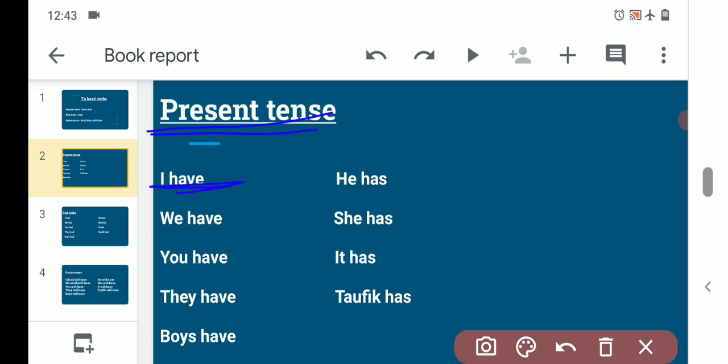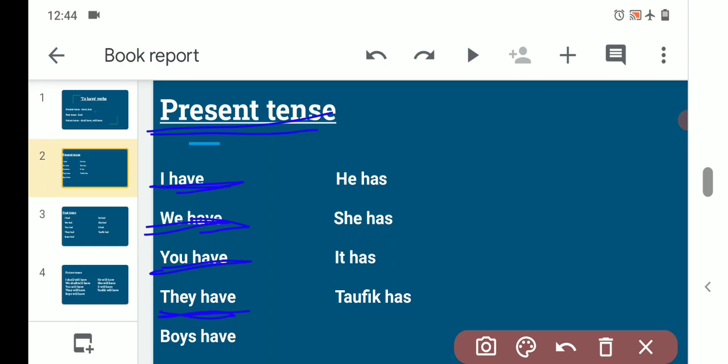If the subject is we, again we have to use have. So it will be we have. So these are the first person pronouns, right? Next, you have. You, second person pronoun, where you have to use have with it. Next, they have. They, third person plural pronoun, a third person plural subject. So again we have to use have.